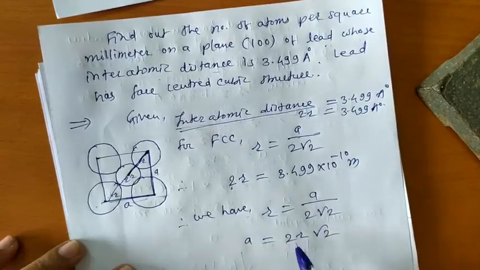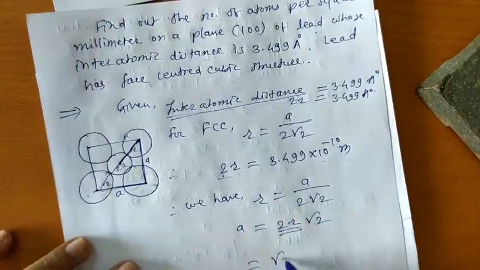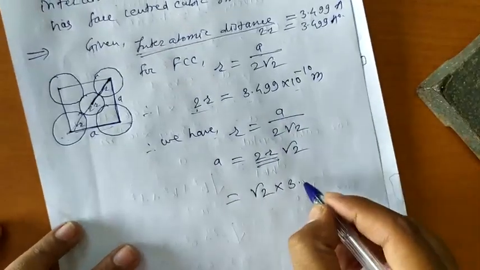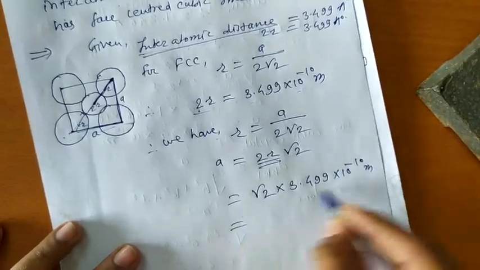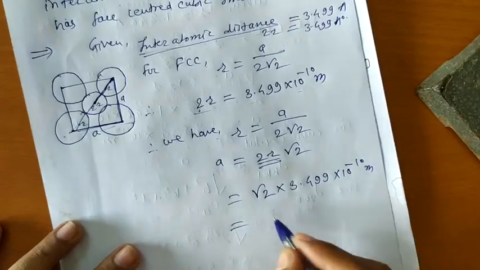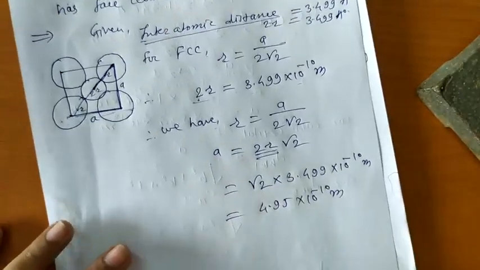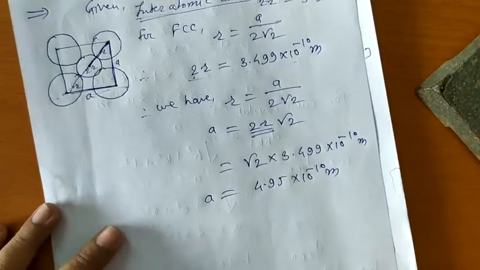We have the value of twice r, so a is equal to root 2 into twice r, that is equal to root 2 into 3.499 into 10 raised to power minus 10 meter. If we calculate this, we get 4.95 into 10 raised to power minus 10 meter, that is equal to a.